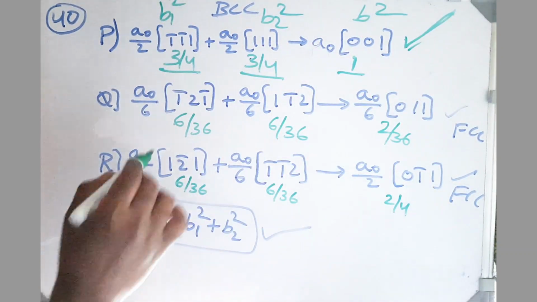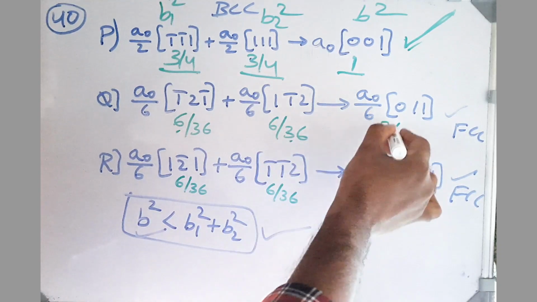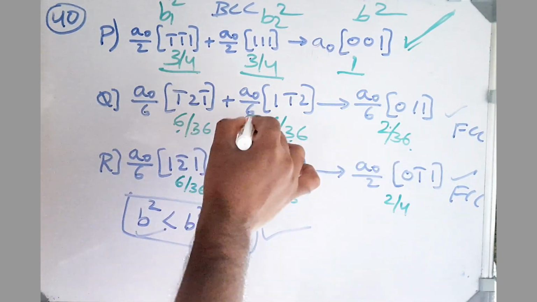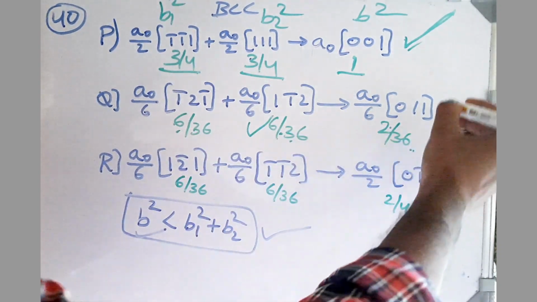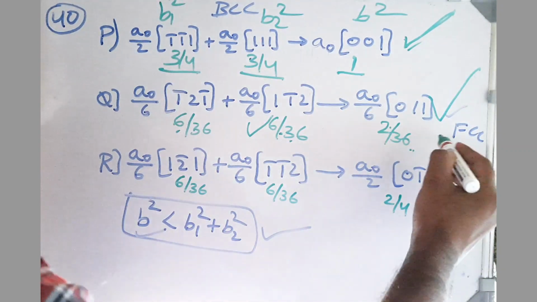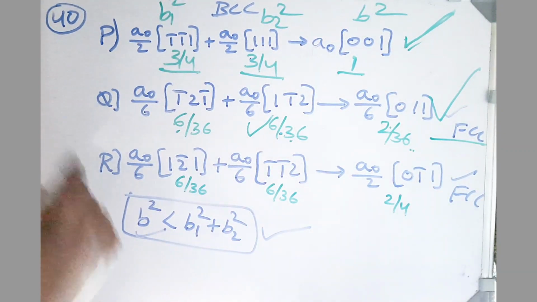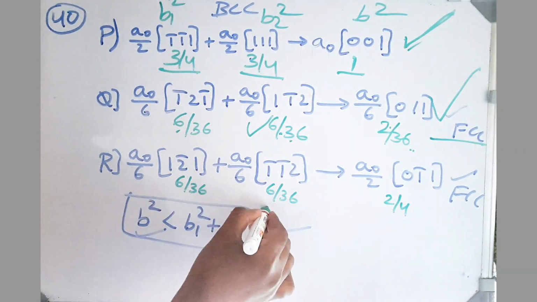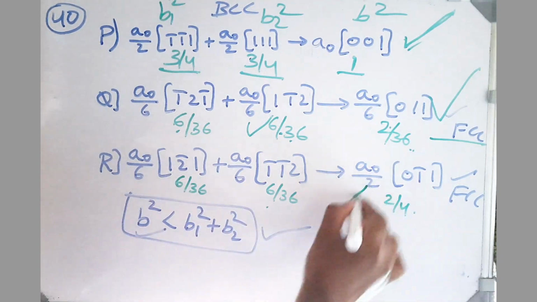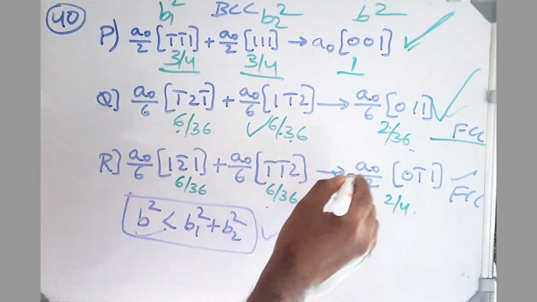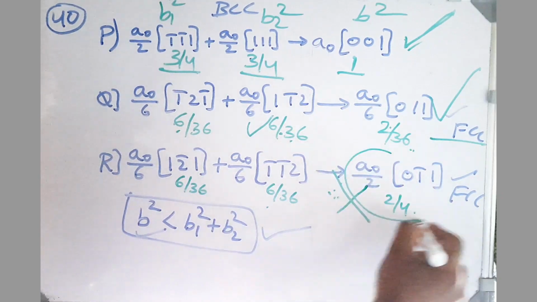And if we go to Q, this is 6 by 36, 6 by 36, and 2 by 36. If we add these two, this is 12 by 36, and this is just 2 by 36. So this is also an energetically favorable FCC reaction. And if you go to the third one, this is 6, 6, 12 by 36, and this is half. Here energy increment is there. So this is not energetically favorable, and this is unfavorable and FCC.